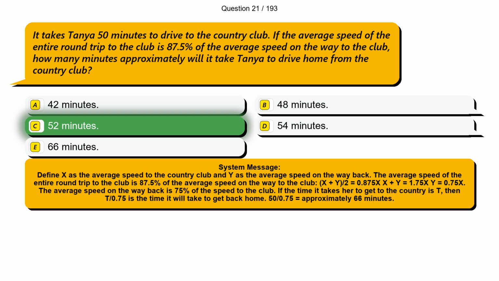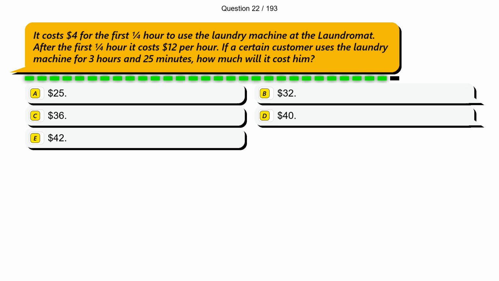50/0.75 equals approximately 66 minutes. Question 22. It costs $4 for the first 1/4 hour to use the laundry machine at the laundromat. After the first 1/4 hour it costs $12 per hour. If a certain customer uses the laundry machine for 3 hours and 25 minutes, how much will it cost him?